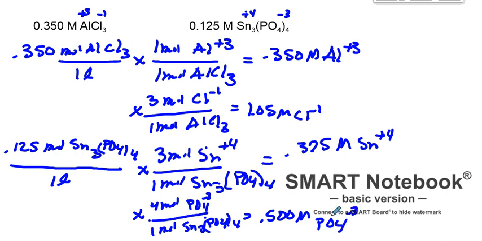So we can get the concentration of the ions in each solution. You're going to see that that's an important thing to be able to do when dealing with solutions and molarity and concentrations. Okay, that's it for now. We'll do another video later.